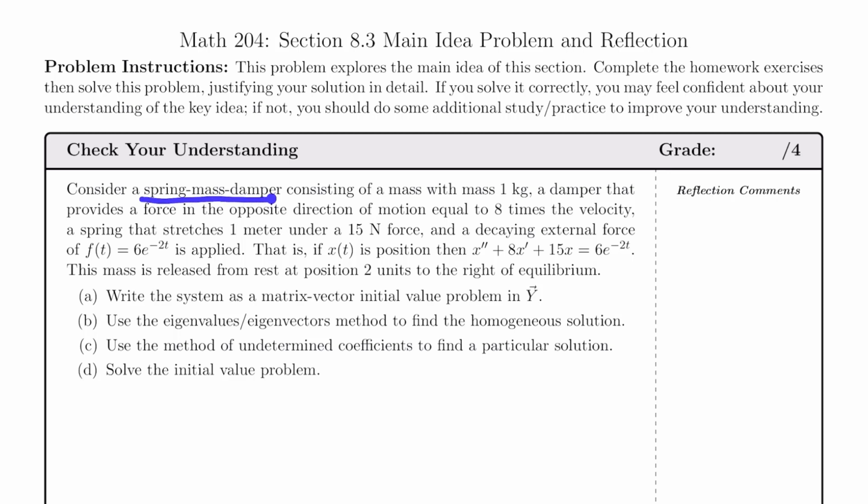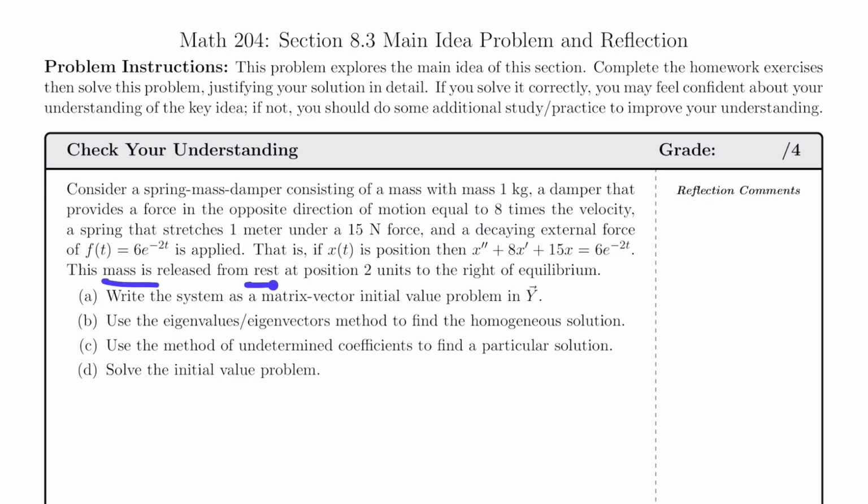So we have a spring mass damper. Mass 1 kilogram, a damper provides a force in the opposite direction of motion equal to 8 times the velocity, a spring that stretches 1 meter under a 15 Newton force, and a decaying external force of 6e to the negative 2t. Okay, so if you model that as a differential equation, you get this. So they give you the model, x double prime plus 8x prime plus 15x equals 6e to the negative 2t. But all of this could have been written as that model.